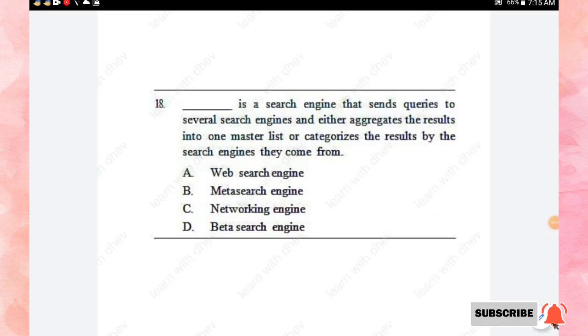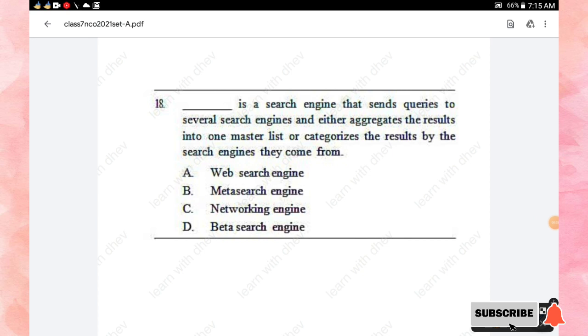Question number 18. Dash is a search engine that sends queries to several search engines and either aggregates the results into one master list or categorizes the results by the search engines they come from. Options are web search engine, meta search engine, networking engine, beta search engine. So the right answer is option B, meta search engine.